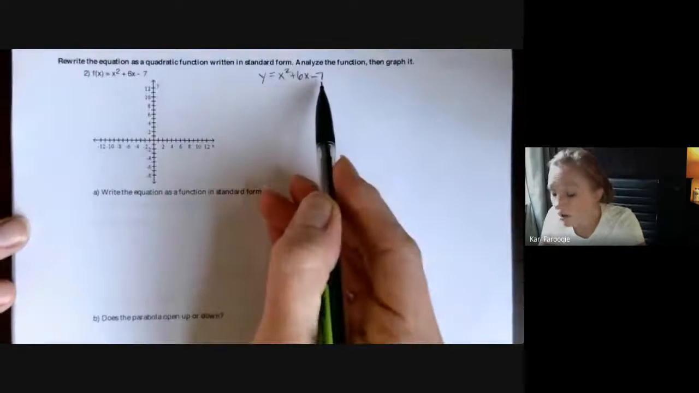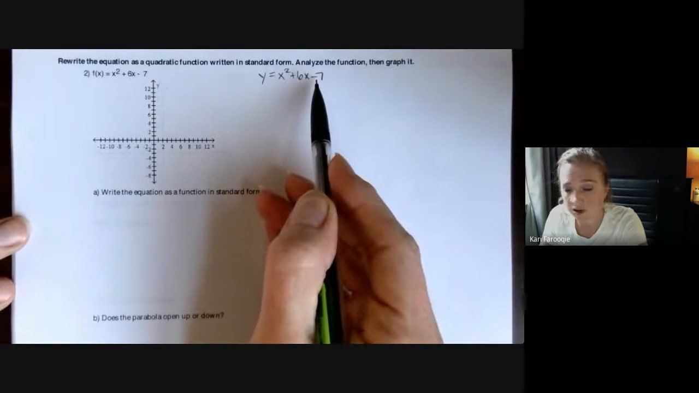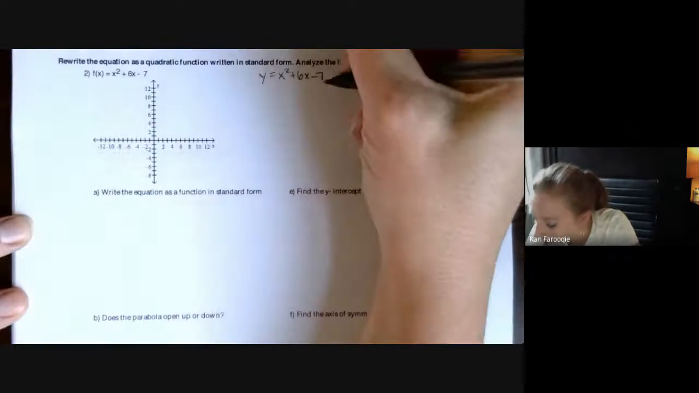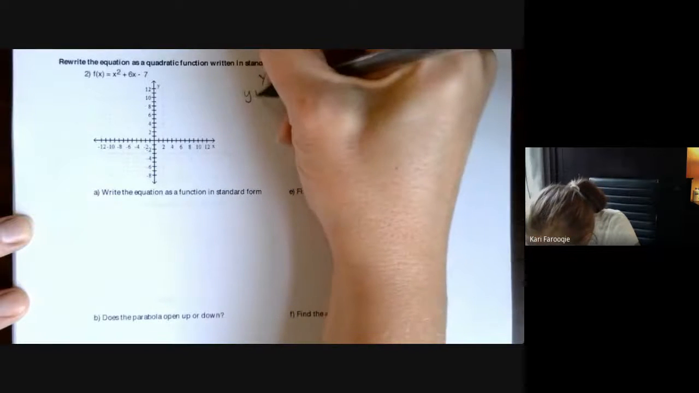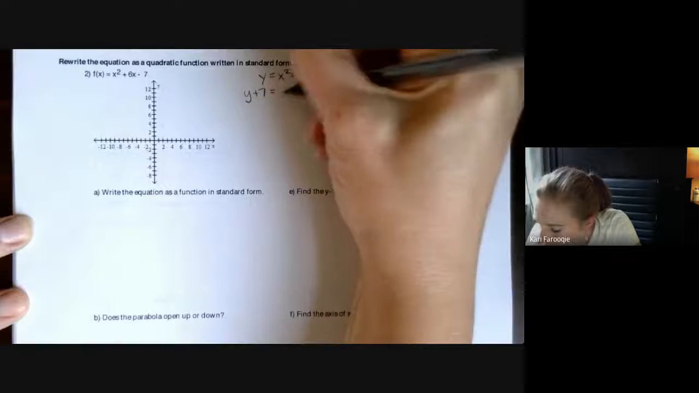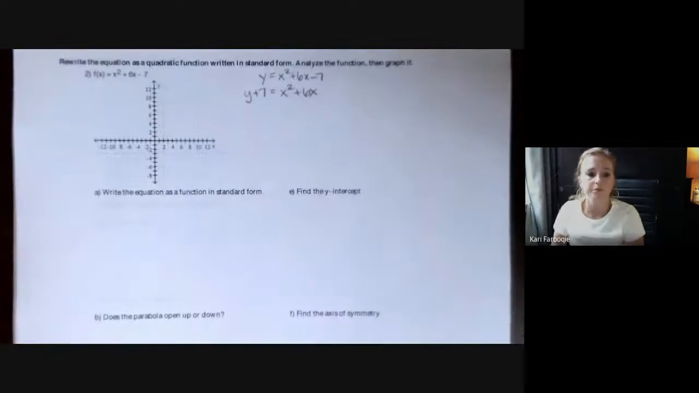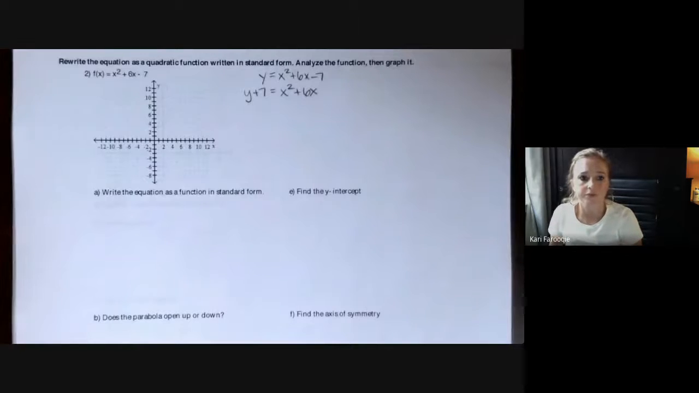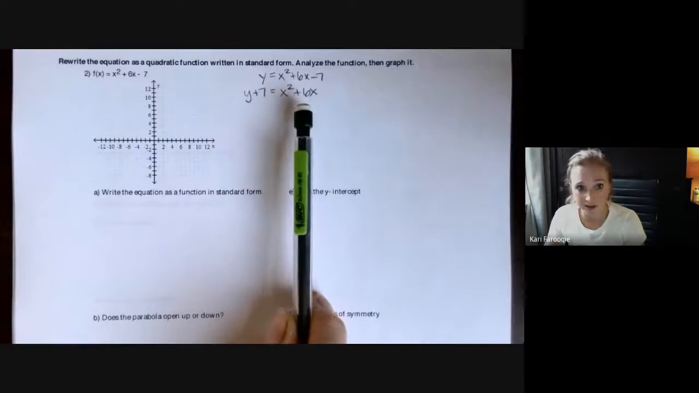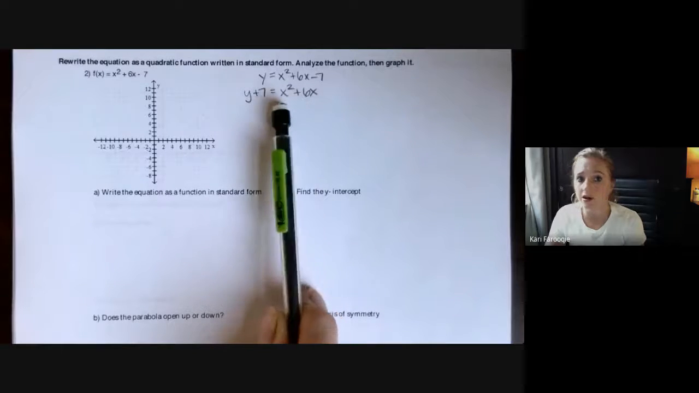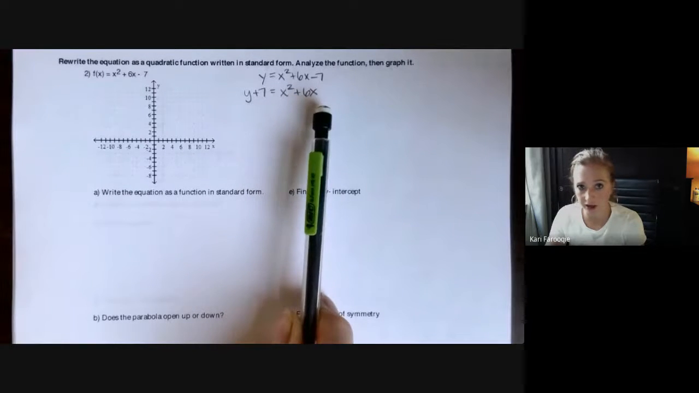We still want to bring this constant over to the other side, just like we did when we were solving equations by completing the square. So we're going to go ahead and add 7 on both sides. So you're going to have y plus 7 equals x squared plus 6x. Now, whatever you do, resist the urge to factor out an x here. You don't want to do that. You're trying to create a perfect square trinomial. So don't factor on the right-hand side.